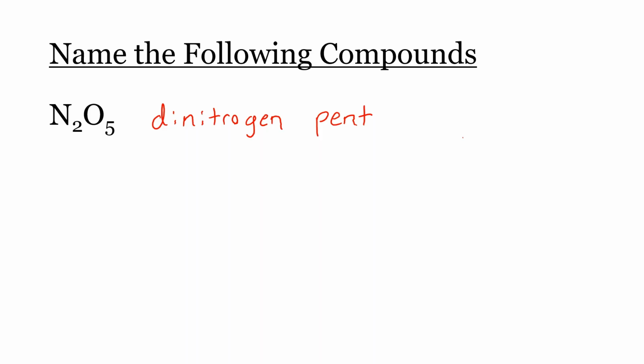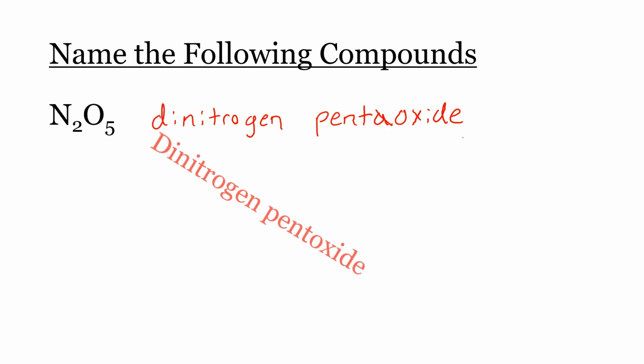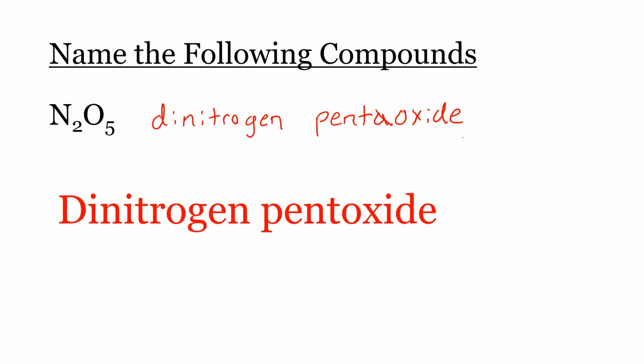But we're going to keep it as pent for the moment because our oxygen becomes our oxide. So in this case, our A at the end of the penta is going to be dropped because then we're going to have our oxide afterwards. So this is pentoxide, not pentaoxide. And these are just going to be some of the slight naming rules that we just have to get accustomed to. So we are going to end up with our dinitrogen pentoxide as the name of this compound.